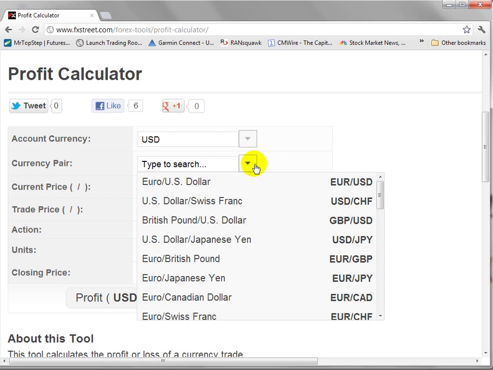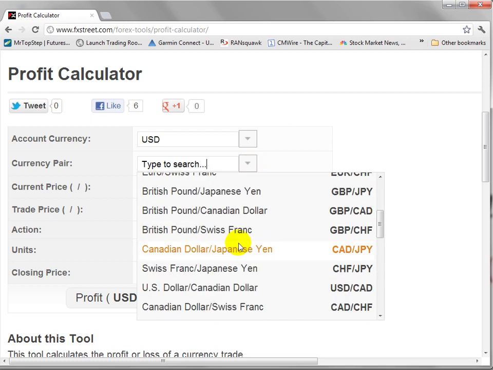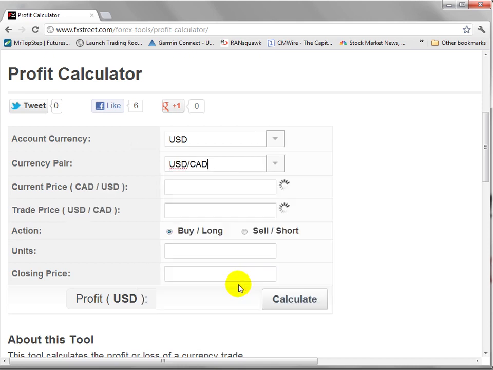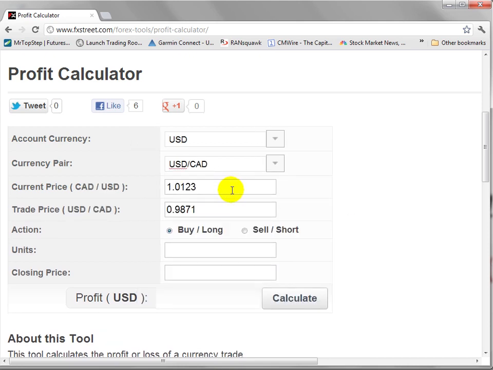As far as currency pair, let's go with something we haven't traded before. How about the dollar Canadian? You notice the system automatically pulls the current quote. The current price of the Canadian dollar is 1.0123. Basically, it's close to par. It takes about a US dollar to buy a Canadian dollar and vice versa.